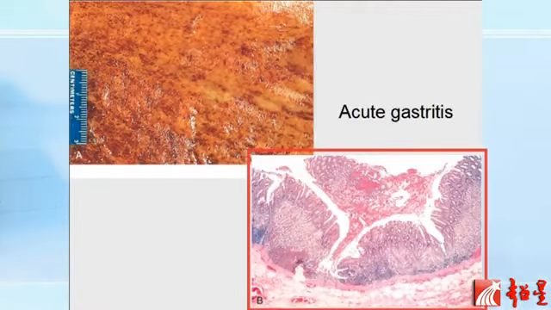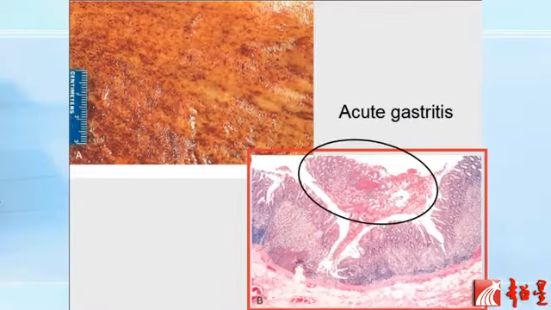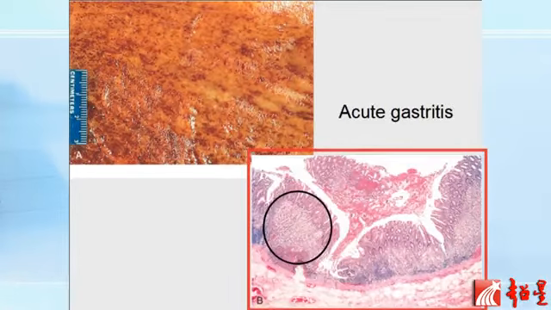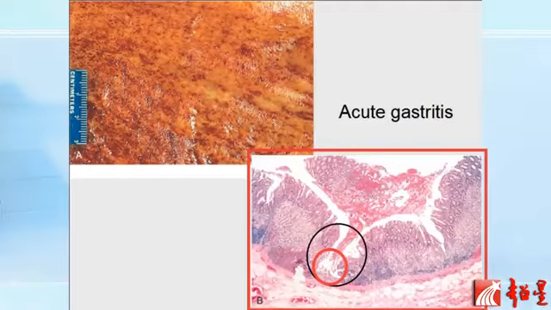And here on the microscope, we can see the necrosis in the lumen. And here we can see the erosion. The superficial epithelia is destroyed here. Here is the epithelia. Here we can see the destruction of the mucosa, but it is limited to the mucosa, so we call it erosion.